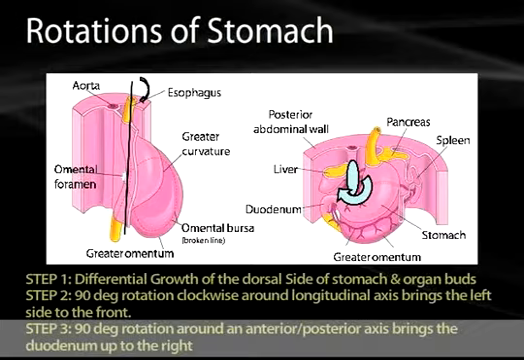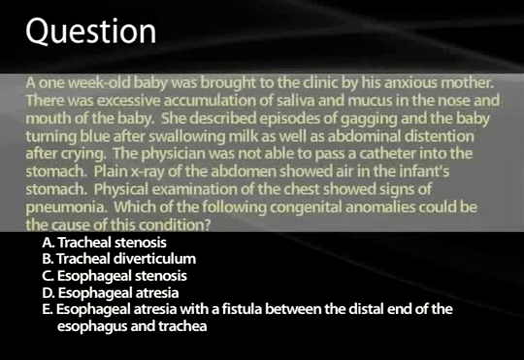A 1-week-old baby was brought to the clinic by his anxious mother. There was excessive accumulation of saliva and mucus in the nose and mouth of the baby. She described episodes of gagging and the baby turning blue after swallowing milk, as well as abdominal distension after crying. The physician was not able to pass a catheter into the stomach, and plain X-ray of the abdomen showed air in the infant's stomach. Physical examination of the chest showed signs of pneumonia. Which of the following congenital anomalies could be the cause of this condition?